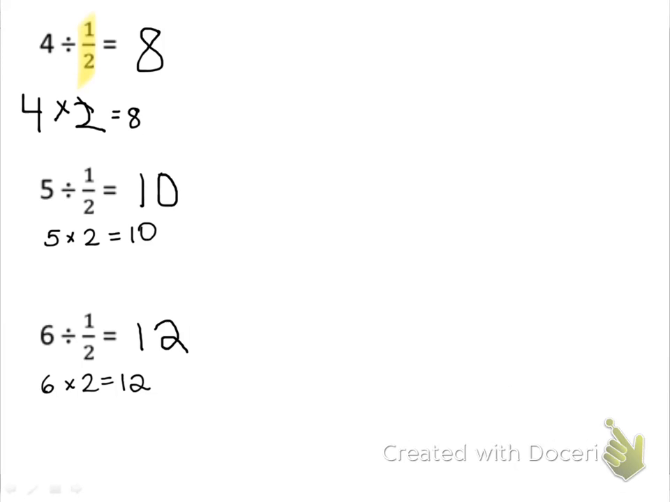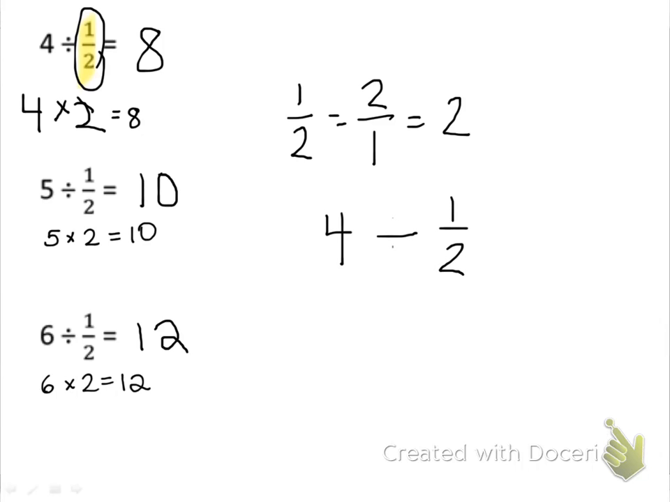Okay, let's connect this back to what we were doing yesterday. So yesterday we saw that 4 divided by a half was equal to 8. And we just learned that the reciprocal of a half would be 2/1, or just 2. Hopefully you can connect that 4 stays the same. We have 4 divided by 1/2. If we multiply 4 times our reciprocal of a half, which is 2, we will get 8. That works the same way for 5 divided by a half and 6 divided by a half.